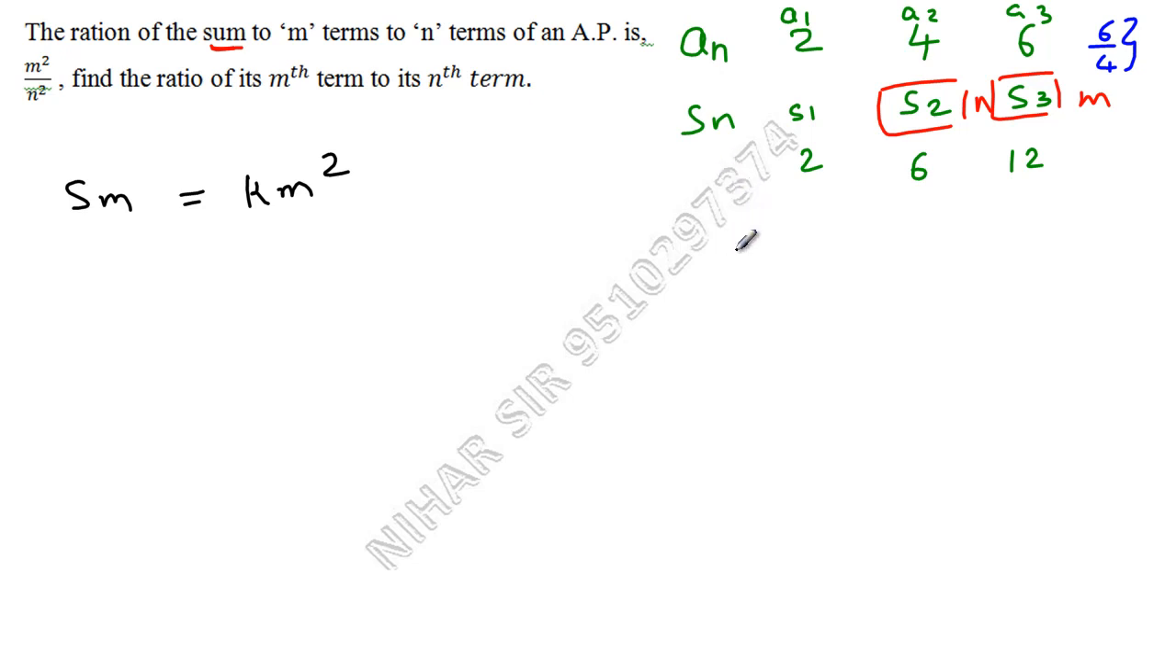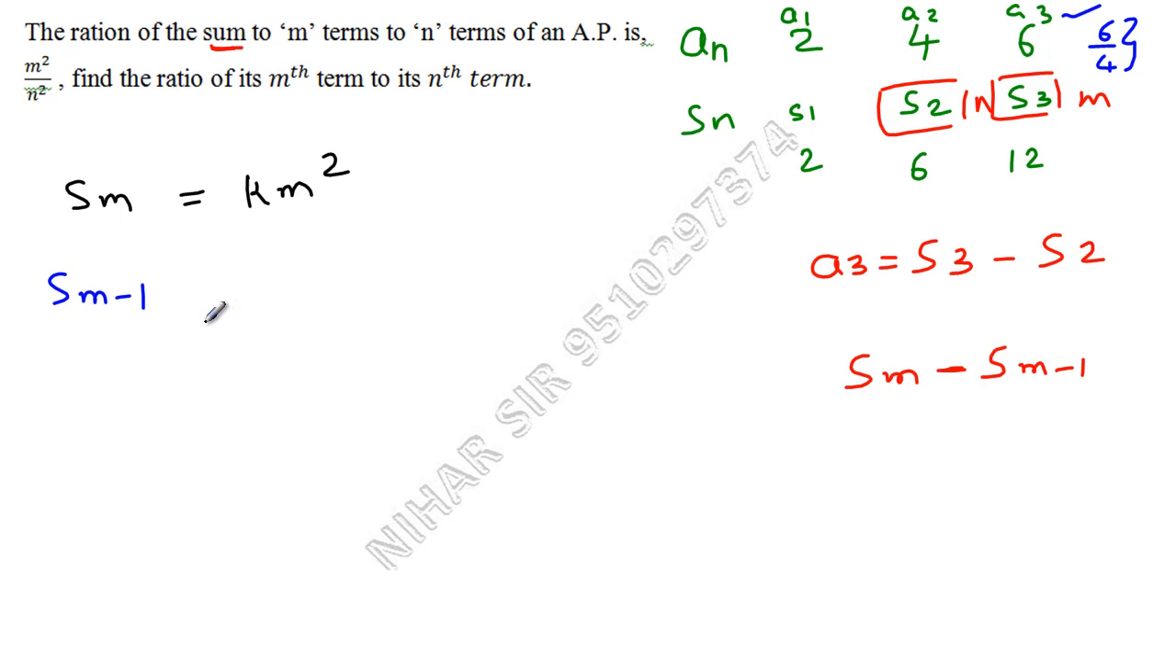Now as I said, you can do S3 minus S2 to get A3, right? So in the same way here, what I can do is Sm minus... now here I know the number, so I took one number less than that, isn't it? But here I don't know the number, so what I will do is Sm minus 1, isn't it? So the value of Sm is km square and the value of Sm minus 1.